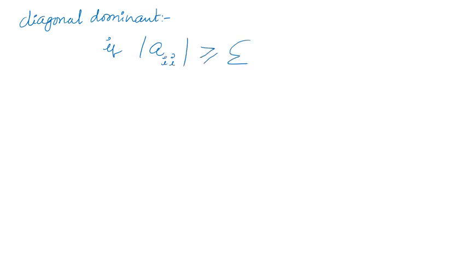Now diagonal dominant. Previous slide is suddenly vanished. What is diagonal dominant? A matrix A is said to be diagonal dominant if modulus of aii, the diagonal position, is always greater than or equal to the summation, j equals 1 to n, with i not equal to j, of modulus of aij, for all i equal to 1 to n.